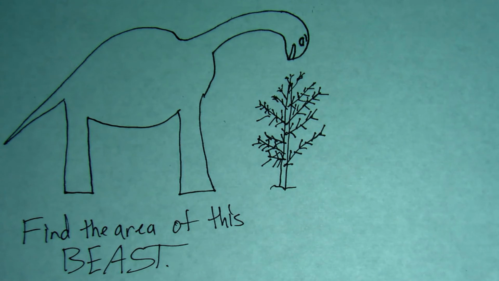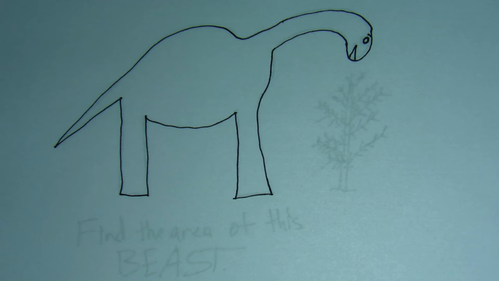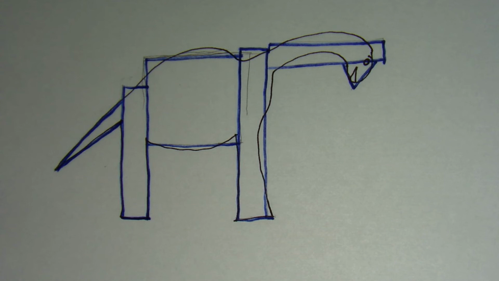So the first thing I would do is trace this beast onto a separate sheet of paper so you don't accidentally mess up your beautiful original artwork that will definitely hang in a gallery someday, and by someday I mean really soon. Then you break this shape down into a series of rectangles and triangles. The tail is pretty close to an actual triangle. The back leg, we're going to do a rectangle.